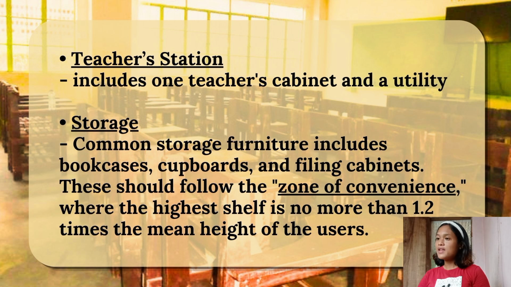Then, next is storage. Common storage furniture includes bookcases, cupboards, and filing cabinets. This should follow the zone of convenience. Again, the zone of convenience, where the highest shelf is no more than 1.2 times the mean height of the users.